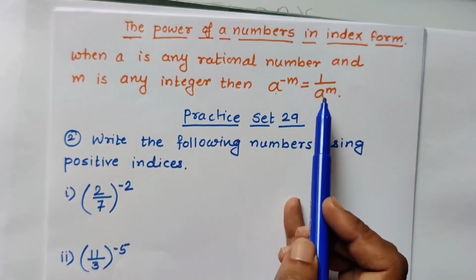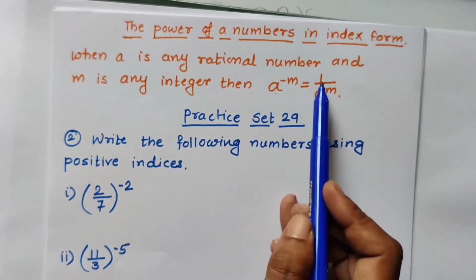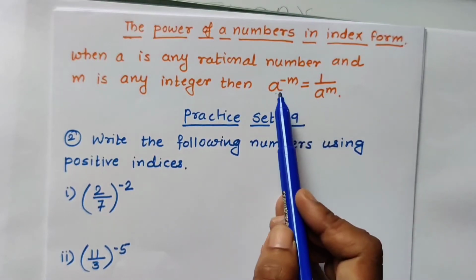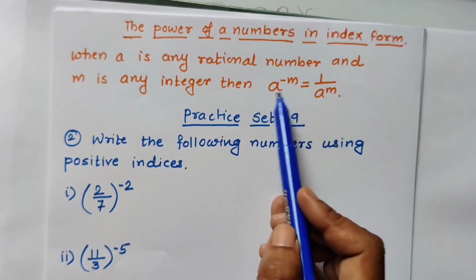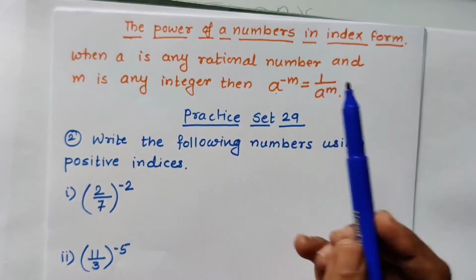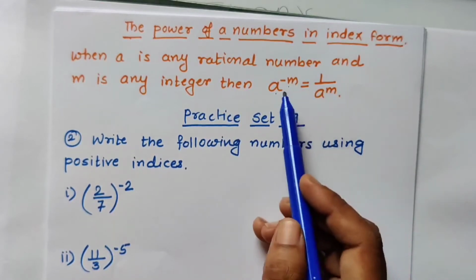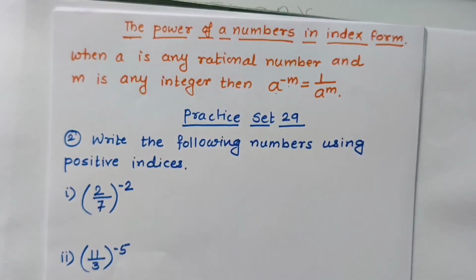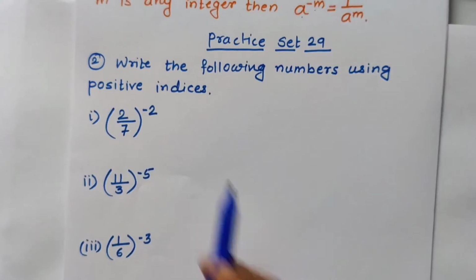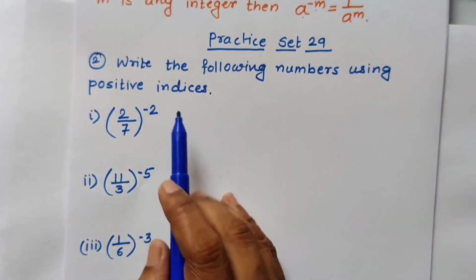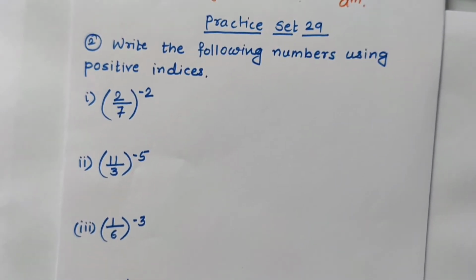So how to write it in the positive sign? We have to write this base in the multiplicative inverse. We have to write the multiplicative inverse of this base, and then you can write the index in positive form. So let us solve the sums. You will get full idea about it. What we have to do? Write the following numbers using positive indices. All the indices are negative, as you all can see, and we have to write it in the positive indices.